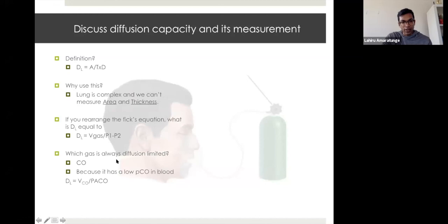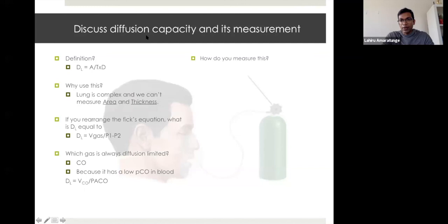And that's why carbon monoxide is really easy to use. It's got a very low partial pressure in blood. And so this equation of DL can essentially be a lot of known factors. I know how much carbon monoxide we're giving, and I know what the driving pressure is. Does that make sense? Yeah. So P2 is zero for carbon monoxide. Exactly.